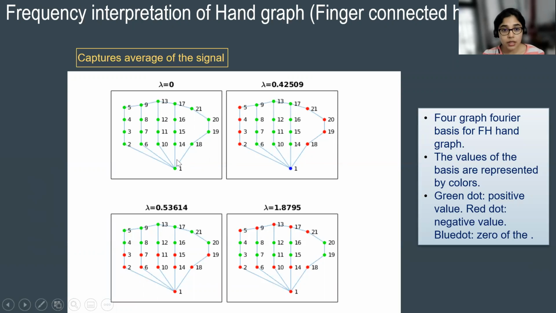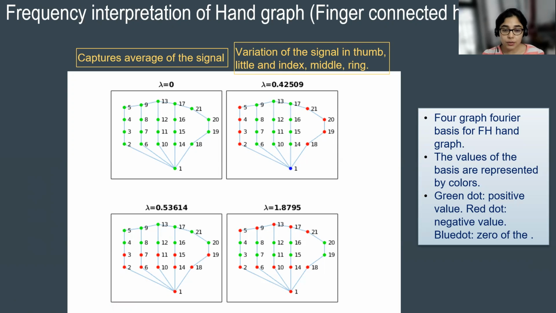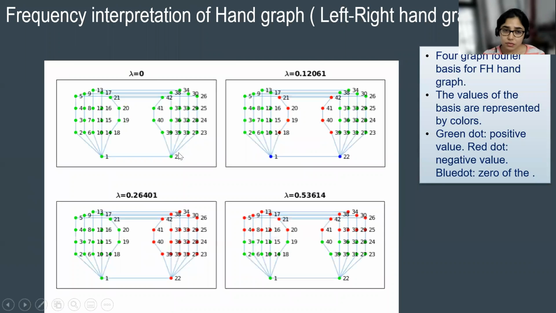So as you can see here, some examples of graph Fourier basis for the finger connected hand graph. For lambda equals 0, the graph Fourier basis is basically capturing the average of the graph signal present in all the nodes. The lambda equals 0.42 captures the variation of the signal present in your little finger and thumb with respect to the rest of the fingers, and so on.